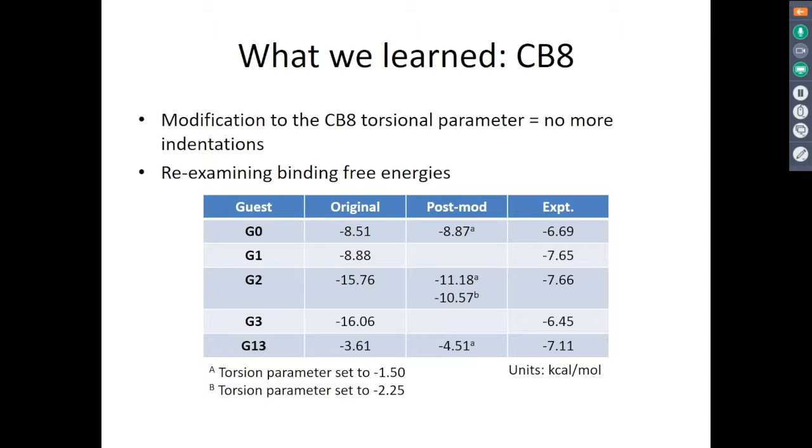Guest 0 really doesn't see too much difference from what we calculated. Guest 2 was one of the poster children for that sampling problem that we had, and we do see we're moving towards an agreement with the experiment. We'd like to see better agreement. And guest 13, just modifying the torsional parameter and no longer having that figure 8 shape for the host, keeping it now in a ring shape, we see a slightly better agreement with the experiment.